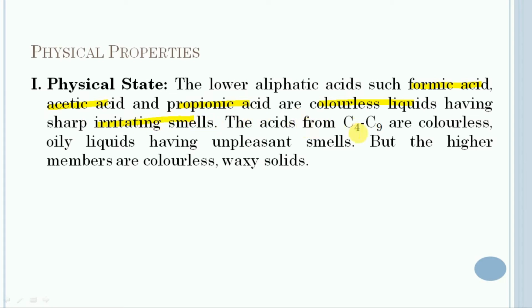The acids from carbon number 4 to 9 are colorless, oily liquids having a somewhat unpleasant smell. But the higher members are colorless, waxy solids having practically no smell. The aromatic acids too exist as colorless solids. So it is all about the physical state of carboxylic acids.